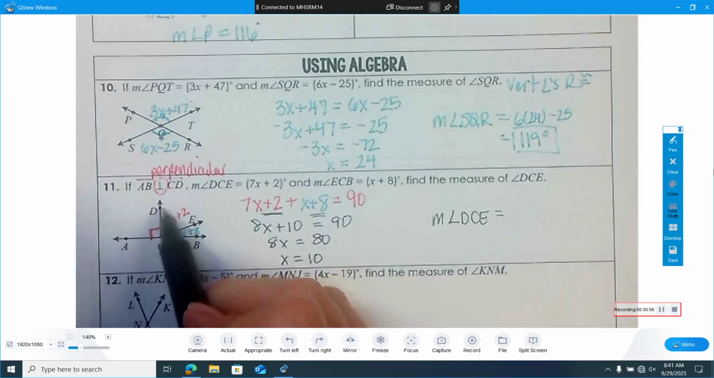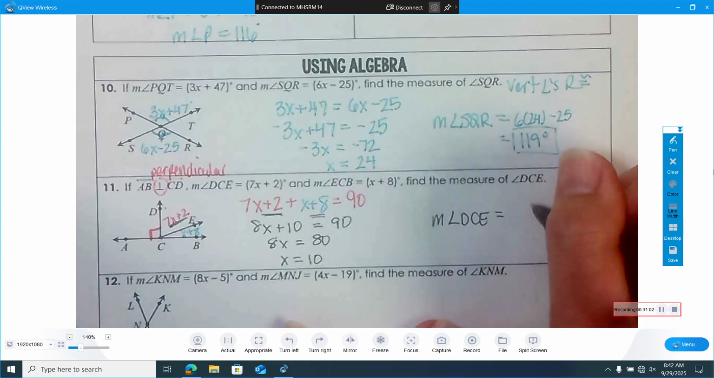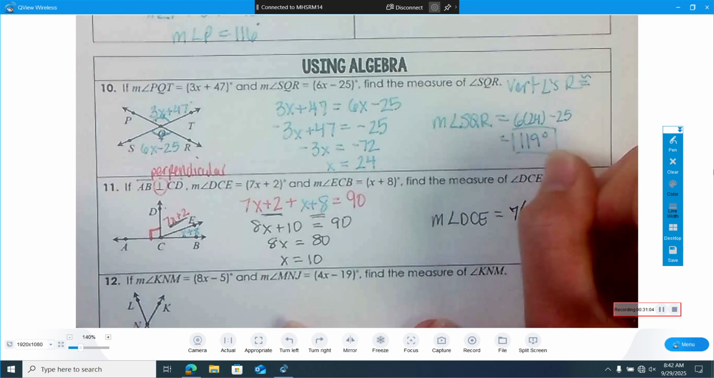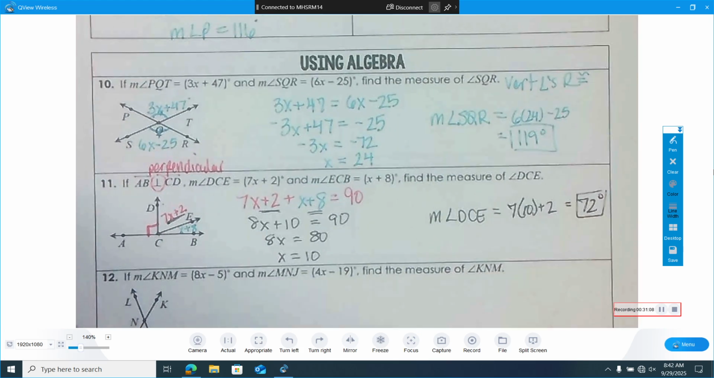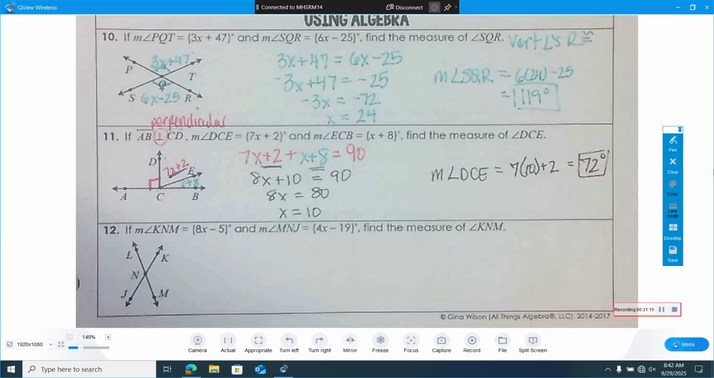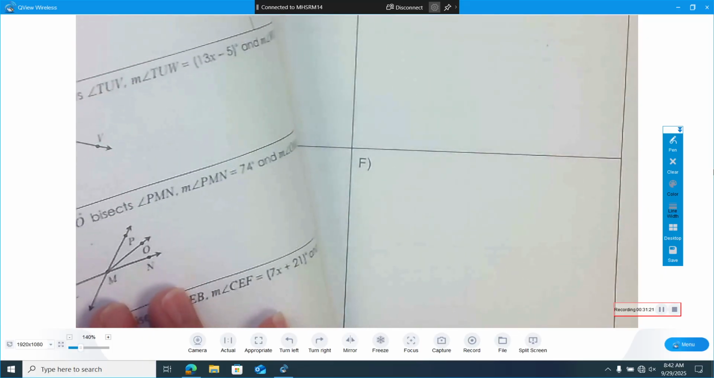DCE is right here. So what do we need to do? Plug in the 10. Yeah. So 7 times 10 plus 2 is? All right. Good. Beautiful. All right, let's do, I had through 15.